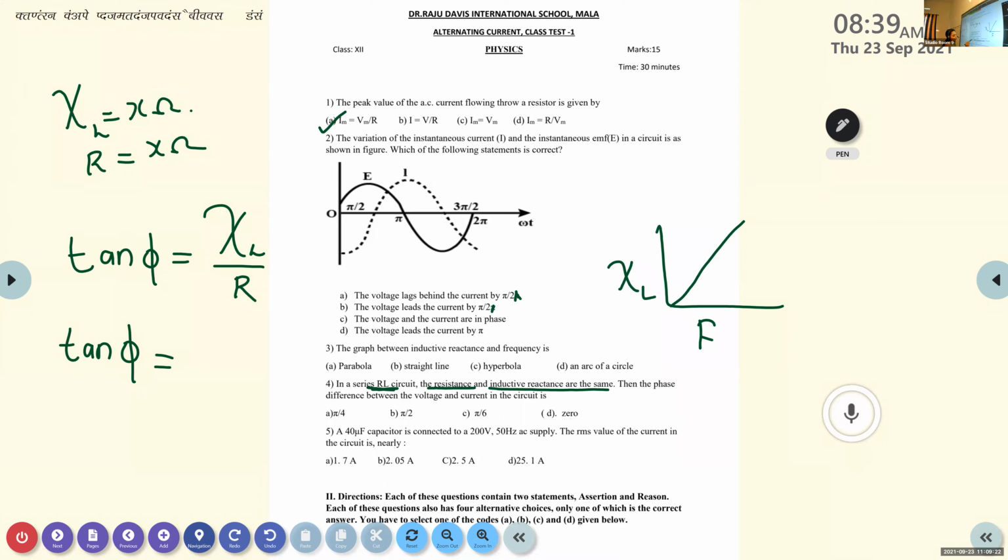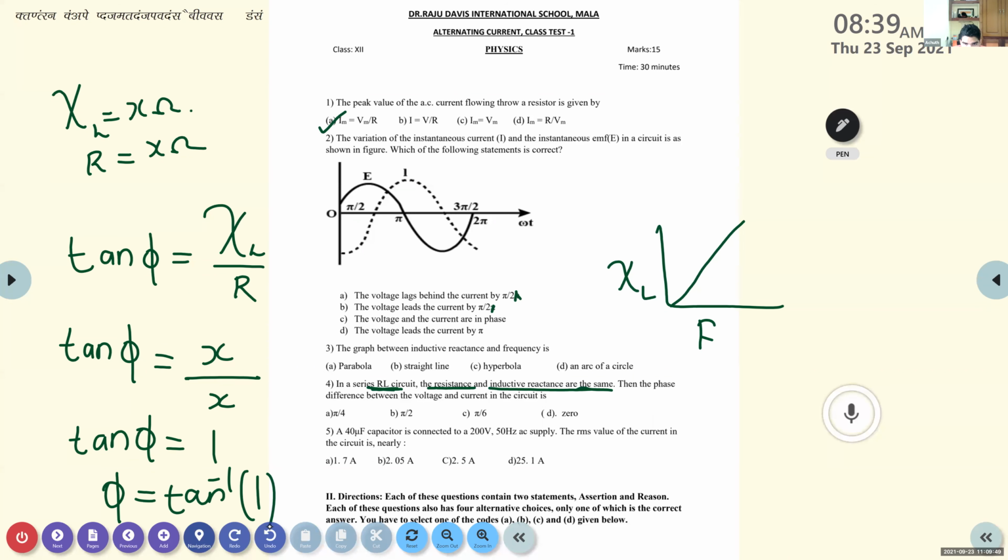But here it is an RL circuit, so the equation becomes tan phi is equal to chi L by R, where chi L is X ohm. Similarly, the resistance offered by the resistor is also X ohm. So we can write tan phi is equal to X by X is equal to 1, which implies phi is equal to tan inverse 1. What is tan inverse 1? Yes? Pi by 4. Tan inverse 1 is equal to, actually, 45 degrees. That is pi by 4. So the answer is A, pi by 4.